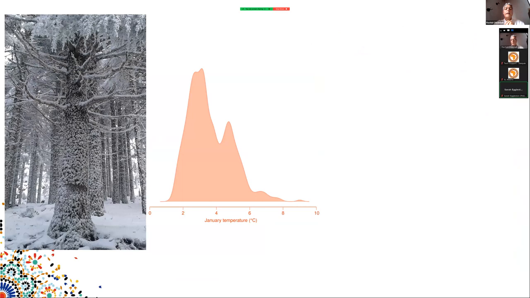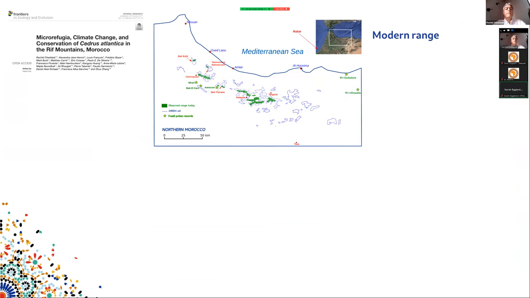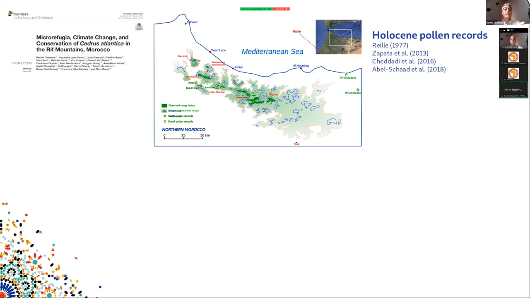These were observations. Now we went to the lab, we took some cores in the field, and we did some modeling to try to understand why we have this trend, whether it is recent, and how it goes. We took some corings and also collected some data from the literature. This is the modern range today, and you can see that these are very tiny spots in the Rif Mountains, the northern part of Morocco. From the data that we collected in the field, with colleagues and friends in Morocco, and from the literature, we tried to reconstruct the past distribution of the Atlas cedar during the Holocene. This is a tentative reconstruction where we show that the Atlas cedar had a much more extended distribution or range than today.